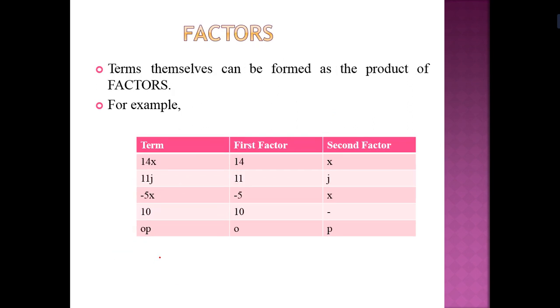Now factor. These are all the terms related with your text. So terms themselves can be formed as the product of factors. 14x. The first factor is 14 and second factor is x. 11, that is first factor. J, that is second factor. 5x, we can say minus 5 is a factor and x is a second factor. 10, so we can write N, O, and P.